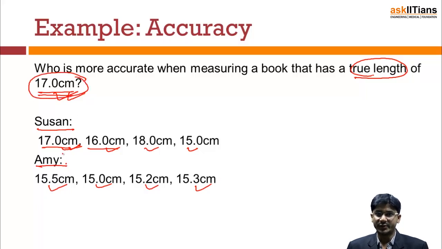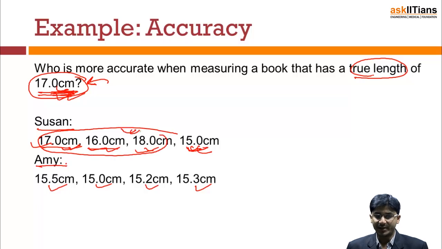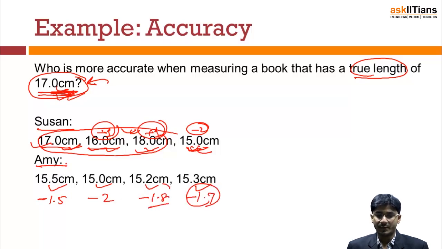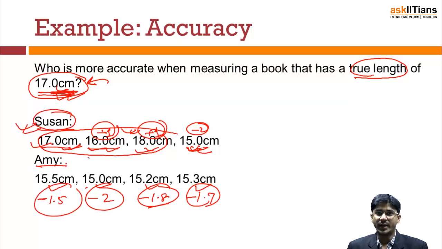Now, who is being more accurate? As we said, accurate is being close to the true value. Value 17, as we can see from here, the 17, 16, 18 and then 1 is 15. So, in 3 of the times, he is being more accurate, like this is minus 1 below, this is plus 1 above and this is like minus 2. Now, if you see here, this is minus 1.5, minus 2, minus 1.8, then this is minus 1.7. These are all far below than this. So, this measurement that has been done by Susan is more accurate.